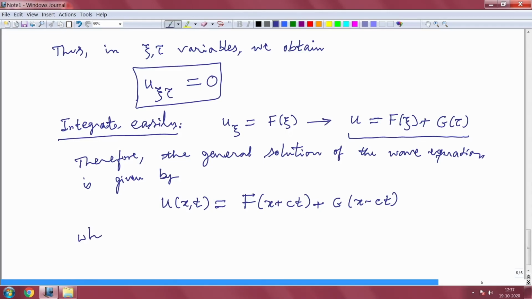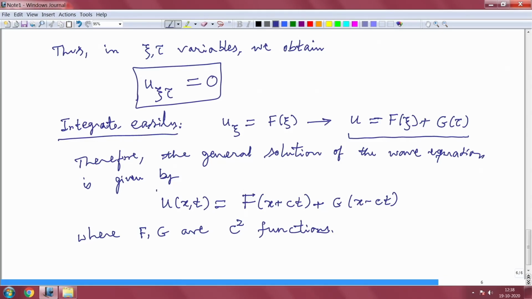You can also easily verify that if u is given by that, and if f and g are two C2 functions, then directly you can differentiate and verify that u indeed satisfies the wave equation. There is no difficulty in doing that.